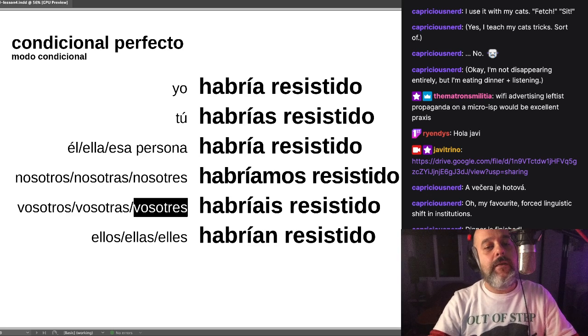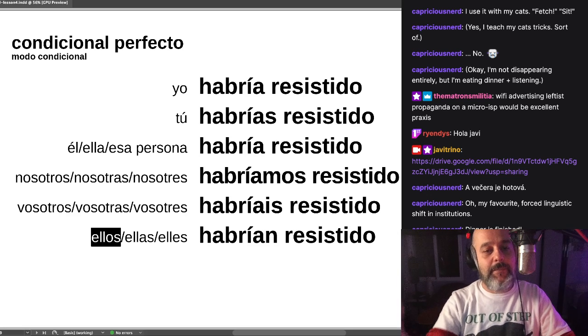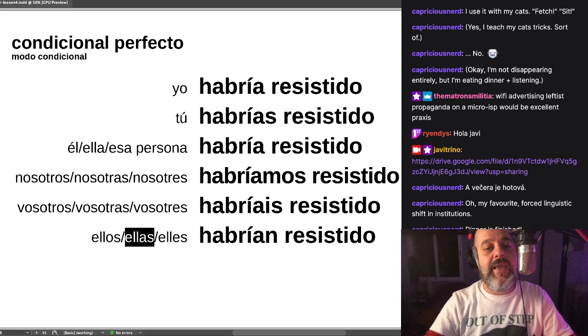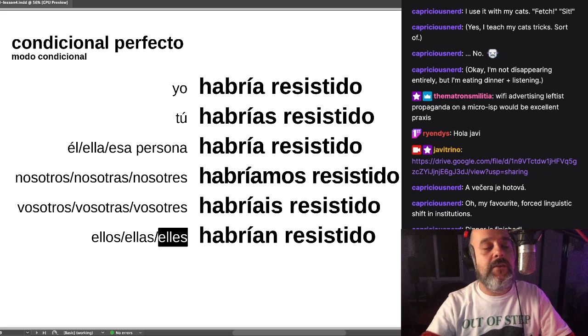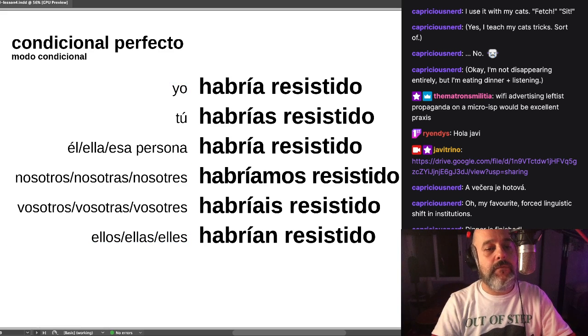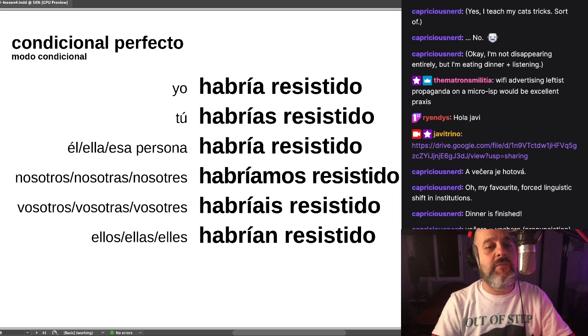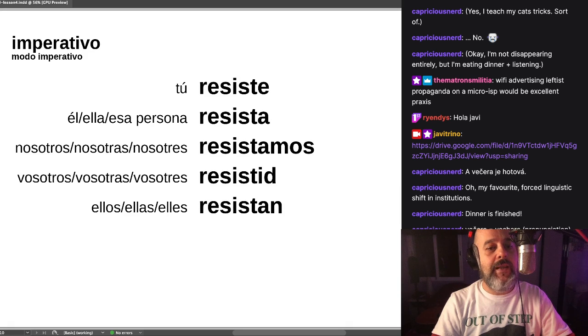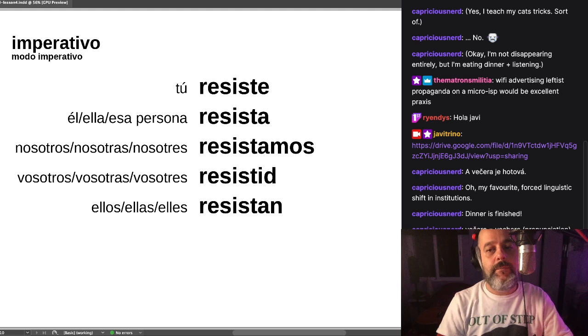Okay. So ellos, they in masculine. Ellas, they in feminine, and elles, they in neutral. That again, we're trying to get those old, backwards people to include. So that's the last slide in the document.